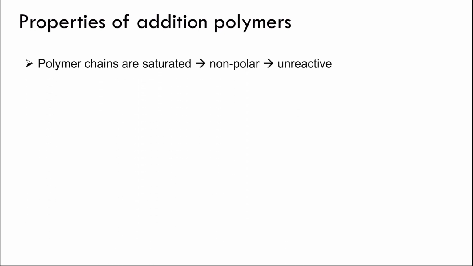What are the properties of the addition polymers? Polymer chains are saturated because they only have single bonds. There is no double bond here because we removed the double bond by the addition reaction or by the addition polymerization. And so they are nonpolar and unreactive.